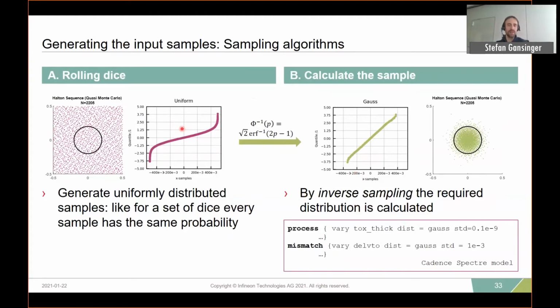So what the simulator does, it generates the random numbers, then it looks into the model file. For instance, this is a model file which is understandable by the Spectre simulator. Here is the threshold voltage. This is given by a Gaussian distribution and some standard deviation. By knowing this, the simulator generates the input samples which we need for simulation.